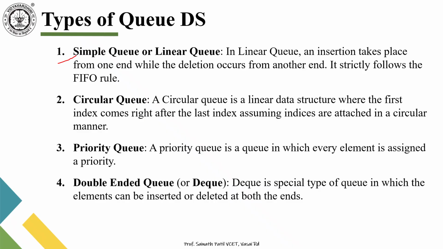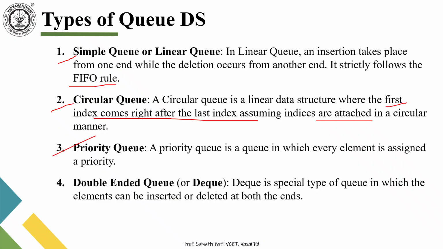It strictly follows the rule of first in, first out. Next is circular queue, that we are going to learn in this video. It is also a linear data structure where the first index, this is important, comes right after the last index, assuming that indices are in a circular manner, that is, it works in round robin fashion.